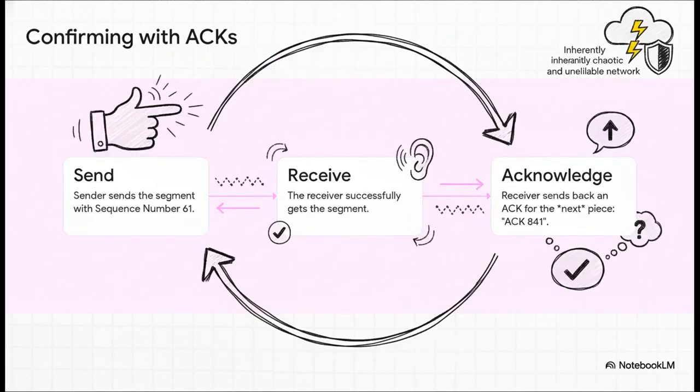And here's where it gets really clever. TCP has this constant feedback loop. It doesn't just send data and hope for the best. After the receiver gets a piece, let's say the one starting at byte 61, it sends a little message back called an acknowledgement, or ACK.